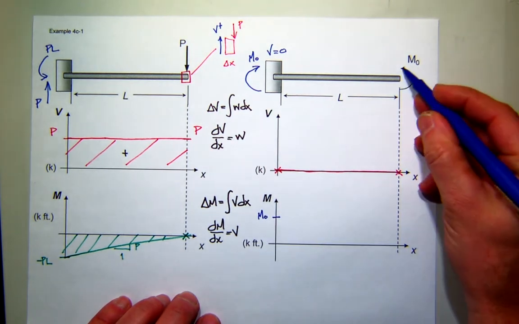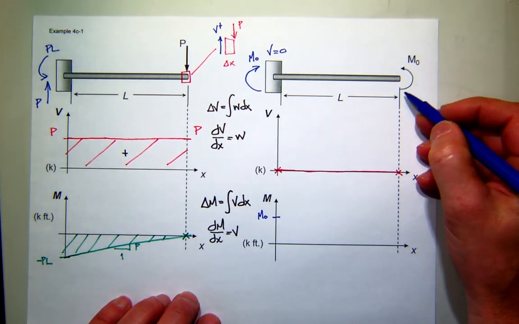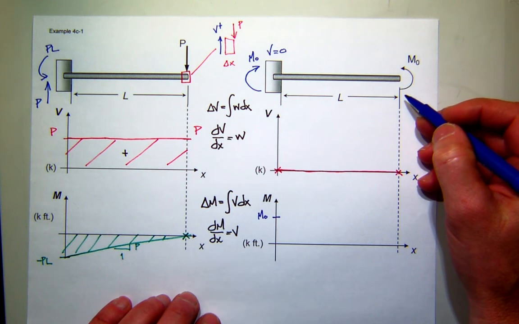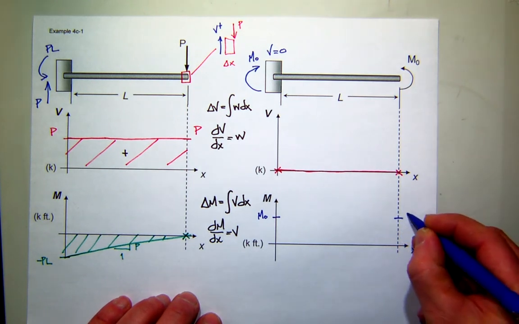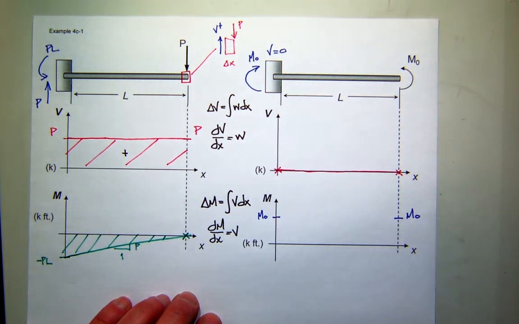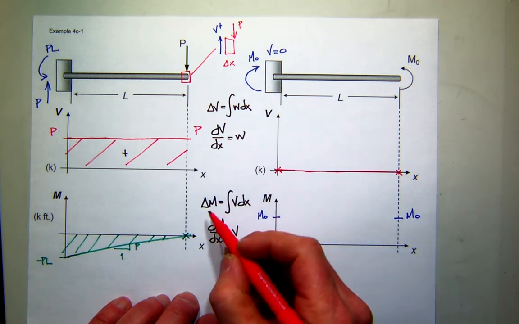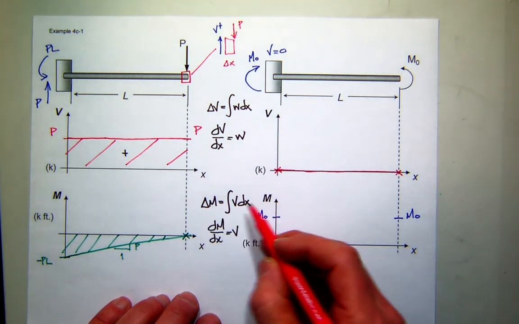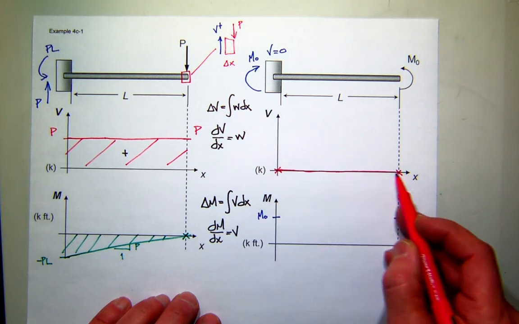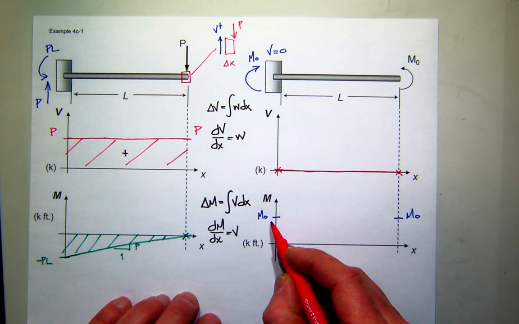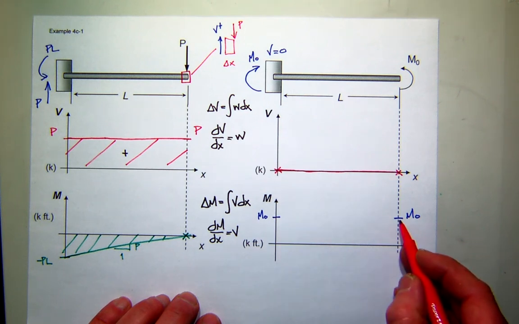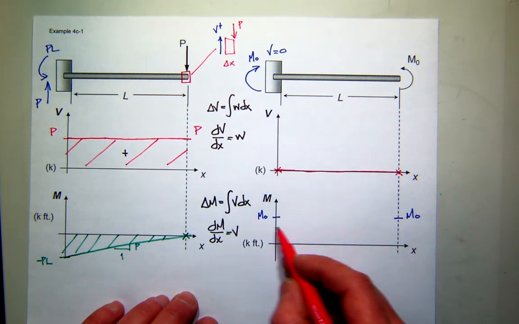By the way, what kind of bending moment is this over here? Positive. Now, the change in moment is the area of the shear diagram. What is the area of the shear diagram? 0. So if you start at M naught and you add nothing to it, you get M naught. Excellent. So what is the slope of this curve?